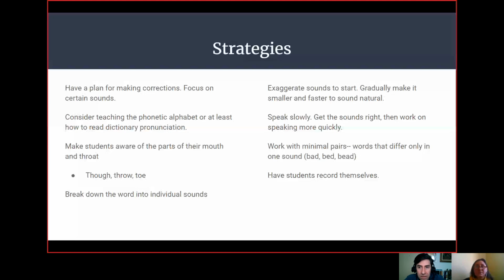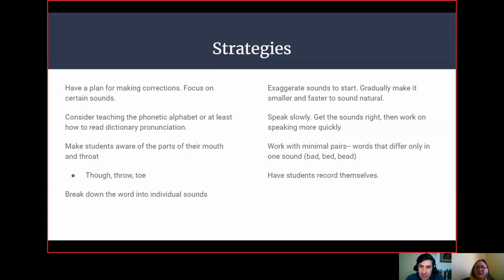Speaking slowly is very important. Oftentimes, when students have a lot of things to say, they speak very fast, and their pronunciation just goes out the window. So it's important to emphasize speaking slowly, making sure we get the sounds right, and then work on speaking more quickly.